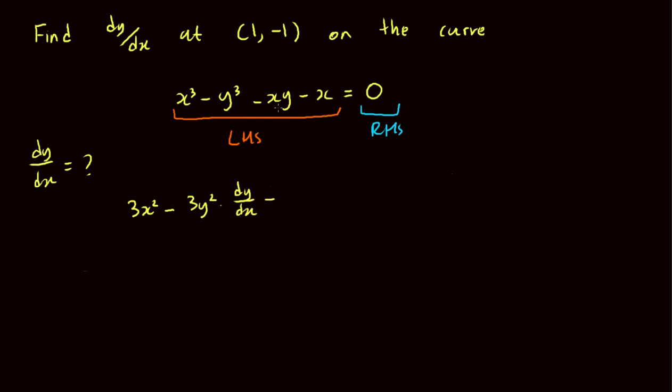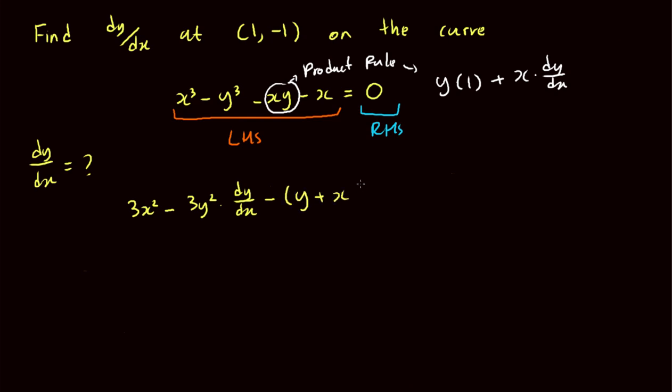And this is xy, by the way, so this is interesting. This one will involve us using the product rule. So if you want to differentiate this, it would be y times 1, plus x times dy over dx, because differentiating y is just 1 dy dx. So in this case it would be y plus x dy over dx minus 1 equals 0.